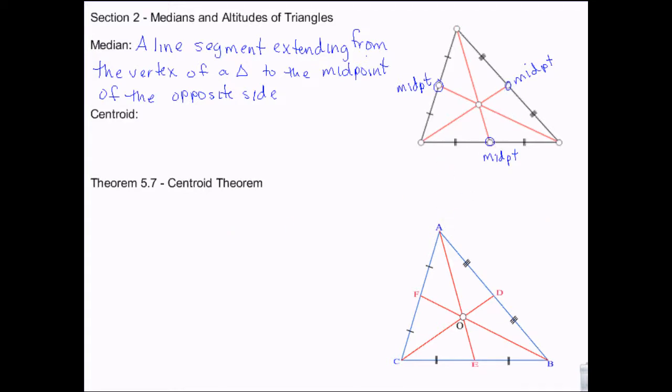And then the medians are also concurrent lines. And the point where they all intersect is called the centroid.